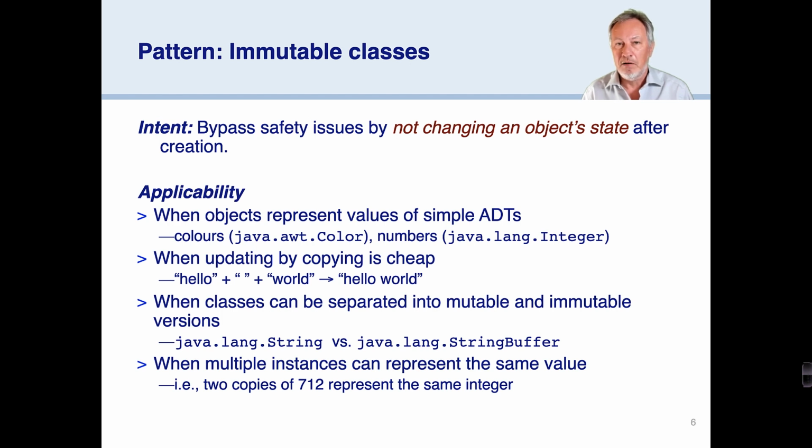So particularly when you have objects that represent values and when you can cheaply create new objects that represent new values. It may also be the case that you want to separate objects into versions which are immutable and those which can be modified. So this is also the case in Java.